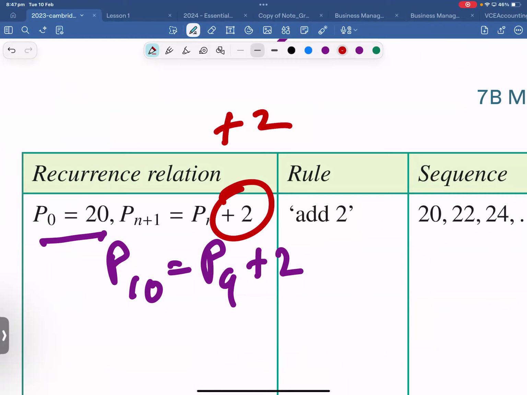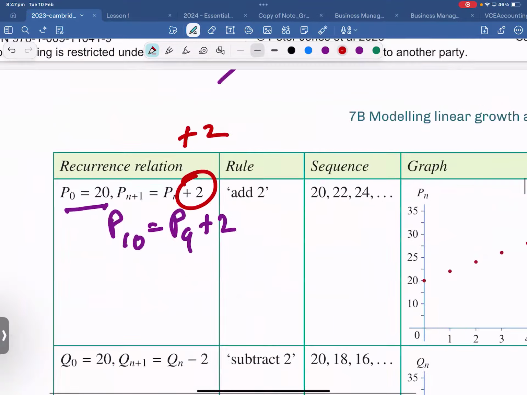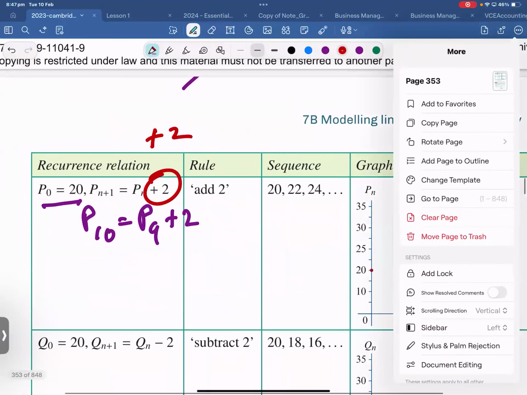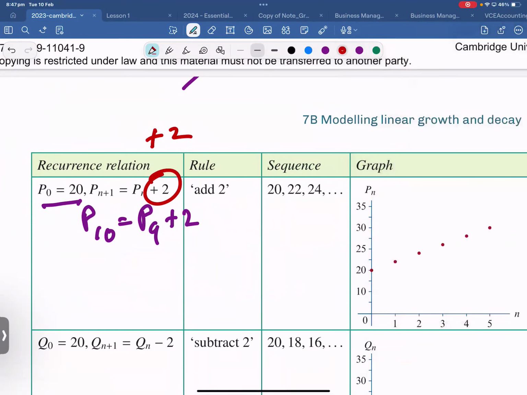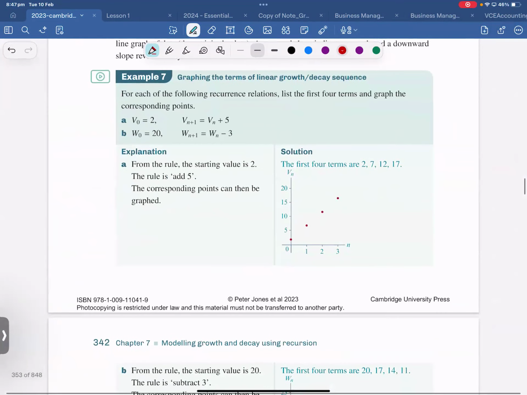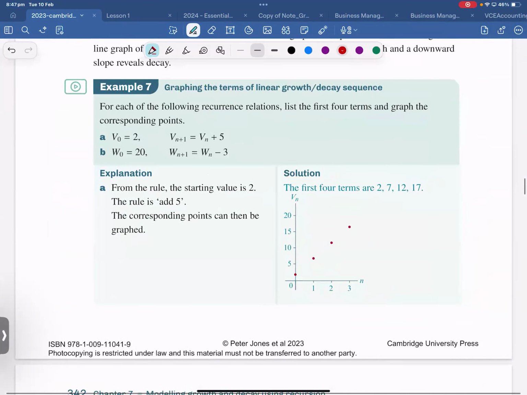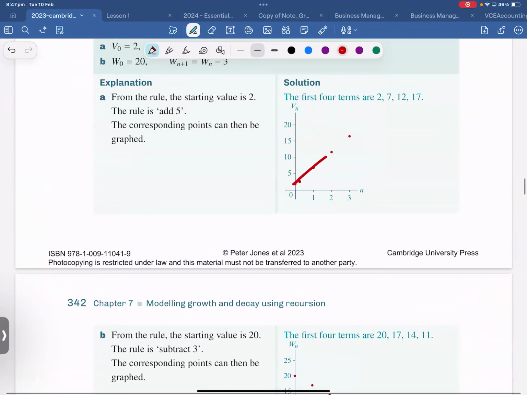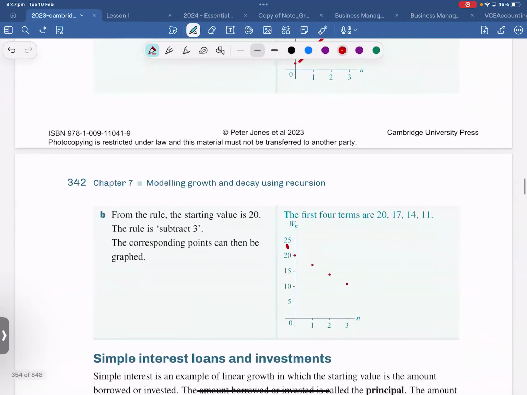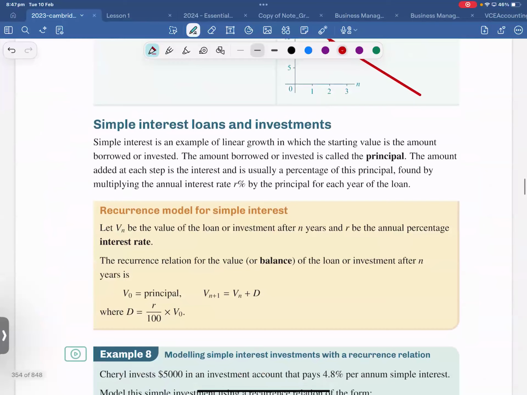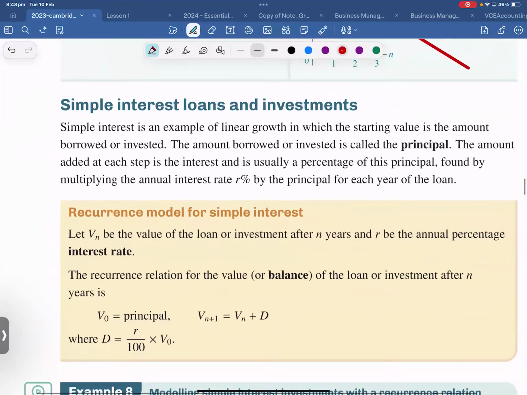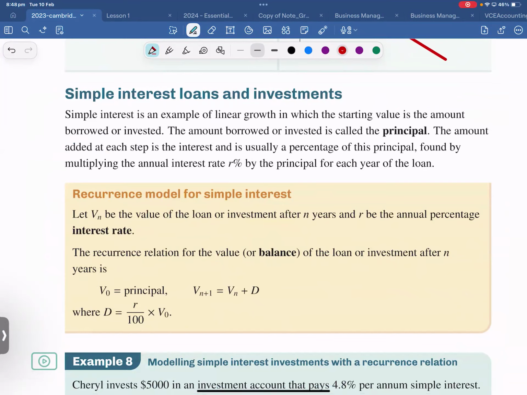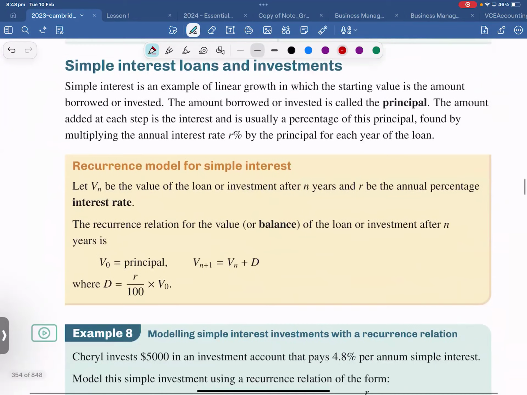Formulas we will have in the future. This one is the simplest way. After that we will have the formula. Okay. Right. So this is also a recursion relation, right? So this is increasing, linear growth, and this one is linear decay. Usually, linear decays we will come across in financial maths with simple interest loans and investments. So we have simple interest, right?